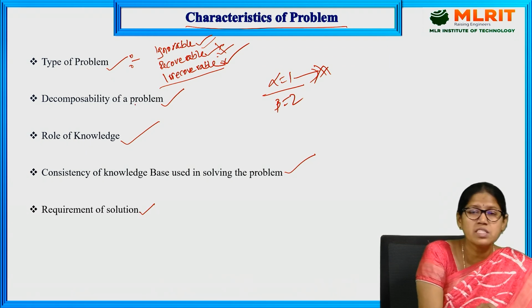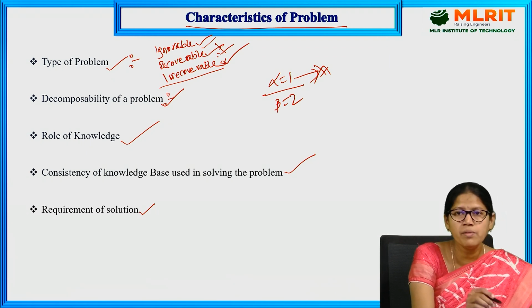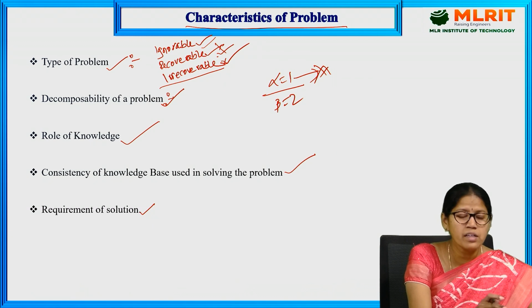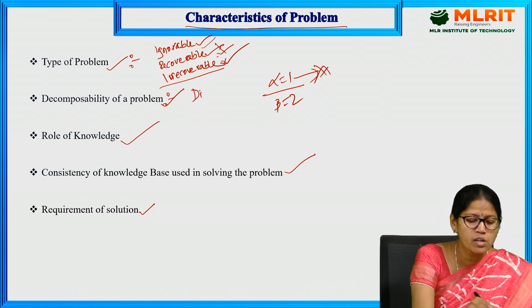The next one is decomposability of a problem. In decomposability, we divide the problem into multiple sub-problems and solve those sub-problems. We have a technique called divide and conquer, and we'll use the divide and conquer technique.